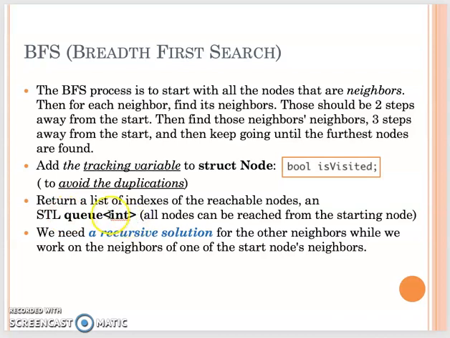So that means when we see a neighbor is reachable, I just push it into my queue. Once I push, I add all the reachable neighbors into the queue. Once the queue is not empty, I just continue to pop, and I use that to process one by one. So that's a recursion solution. For other neighbors, we are working on the neighbors of the start node's neighbor.